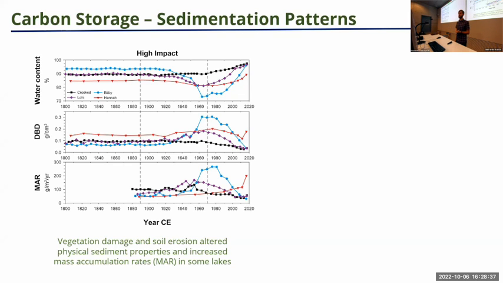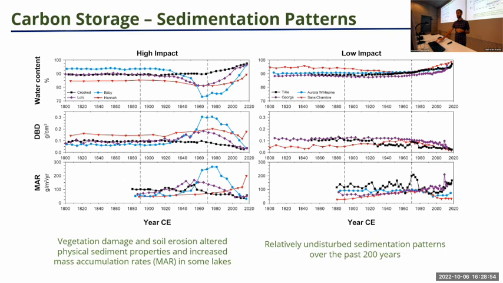If we just focus on the blue lake, Baby Lake in this case, the strong decline in water content and increase in dry bulk density just reflects increased inputs of mineral matter following the loss of vegetation and increased soil erosion. And then the low impact lakes essentially see very little change over time, reflecting that these lakes have essentially not been exposed to many direct human disturbances. The only changes that we're seeing are essentially linked to the natural development of lake sediments, which is dewatering over time with increased compaction.